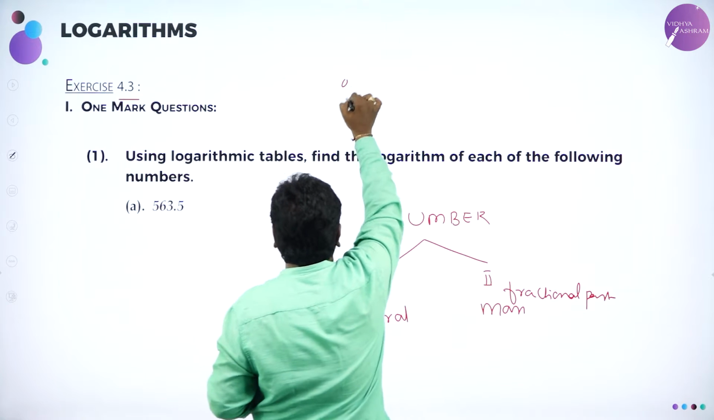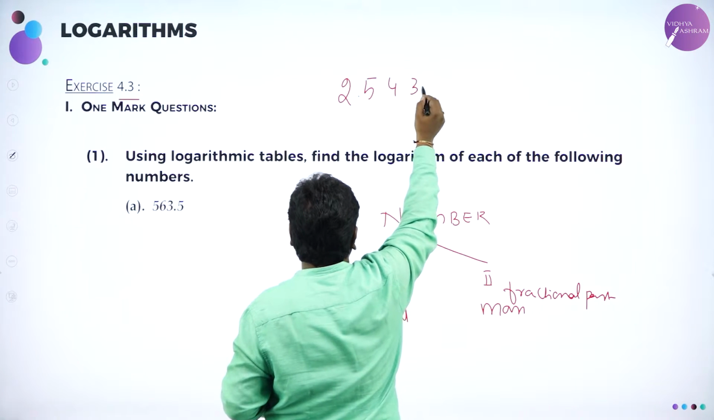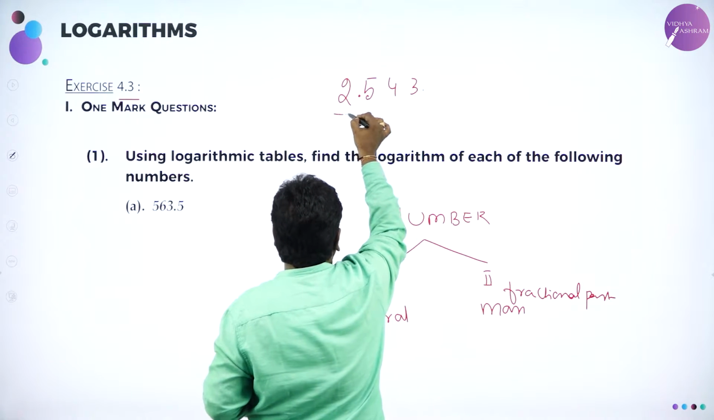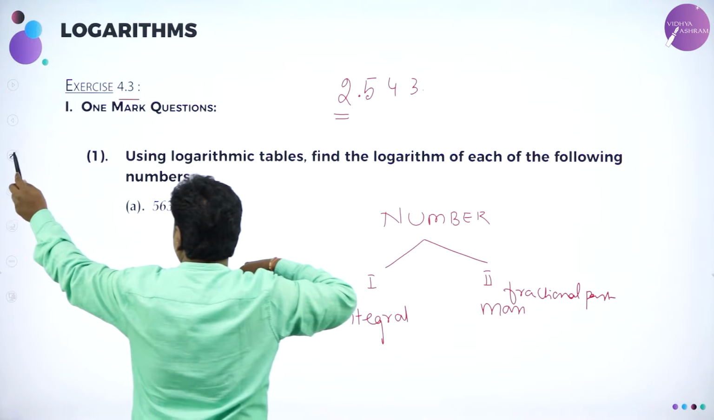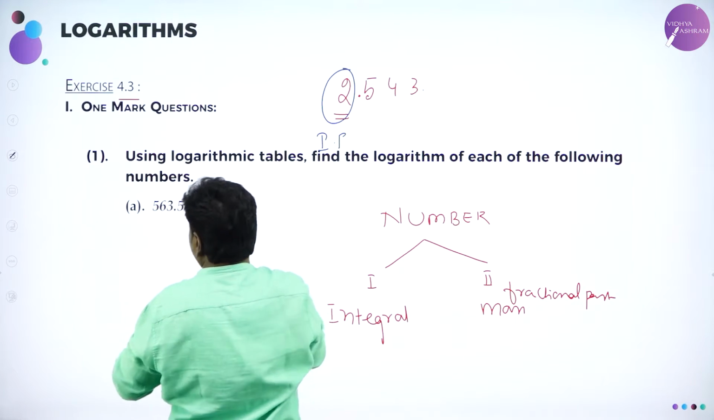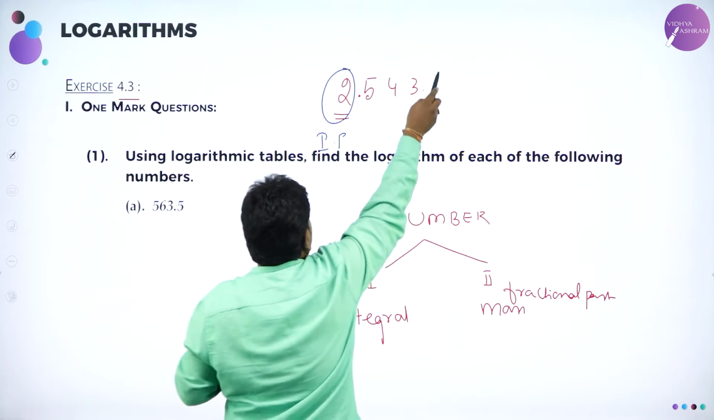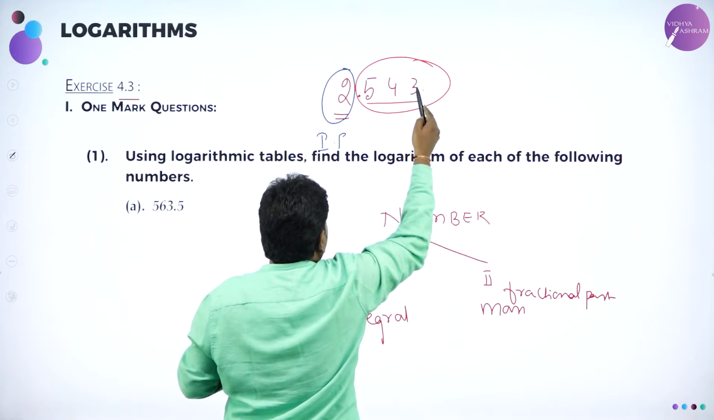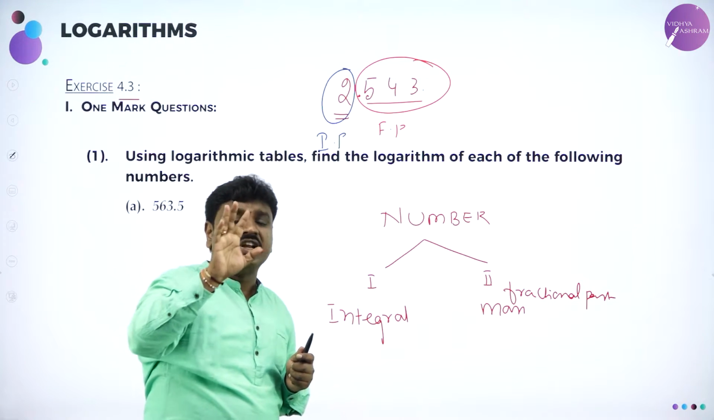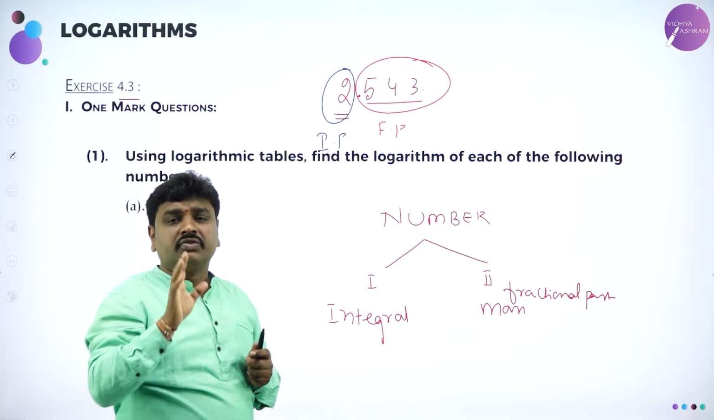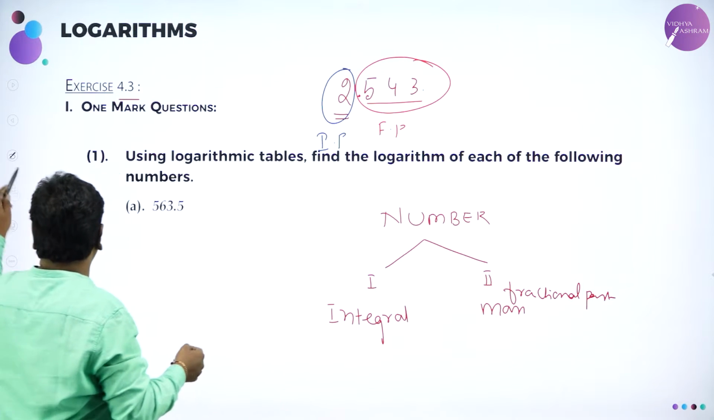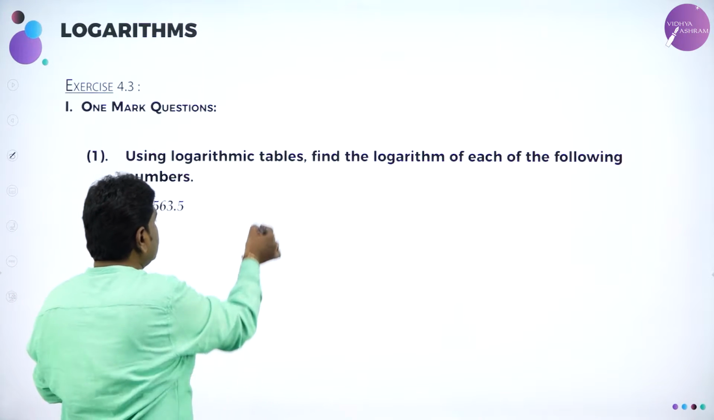For example, 2.543. Here before decimal, whatever we have is called the integral part. After decimal, whatever we have, that is fractional part. So if you want to find log of any number, first we should find characteristic. Please make a note of all these things so that then we can go.